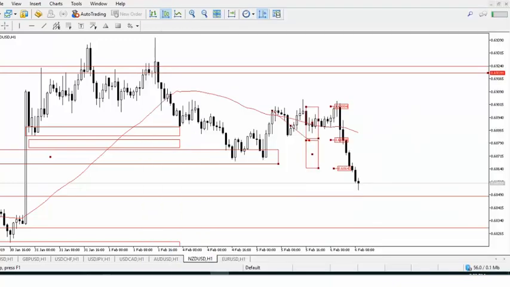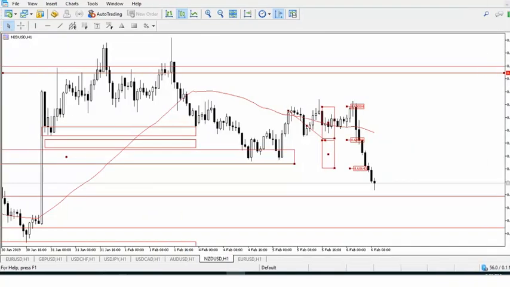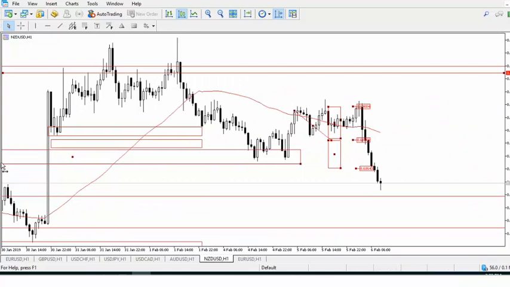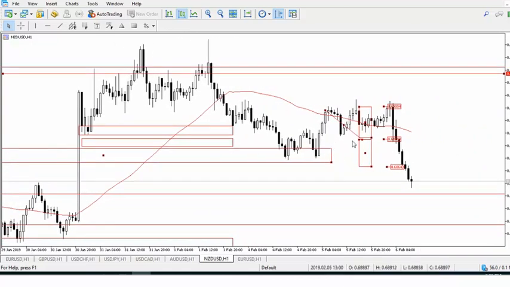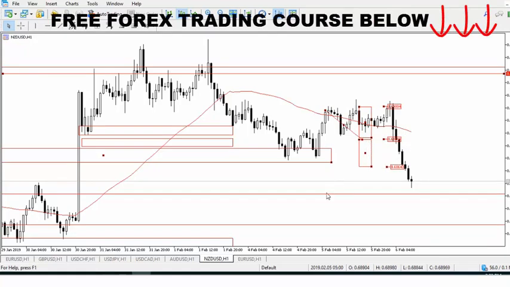Okay, now as you can see, we are on the charts and we are looking at the New Zealand USD. It's not actually performing as well because I had a 26.18 buying position here, which again I got stopped out.